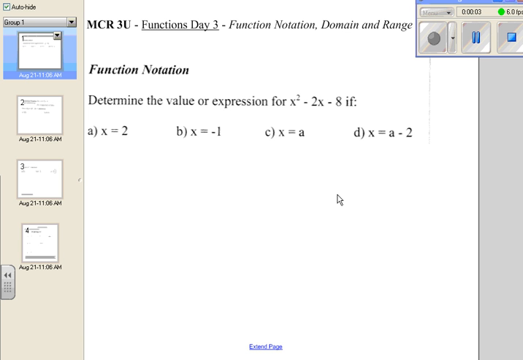MCR3, you were on day three. Today we're going to talk about function notation.